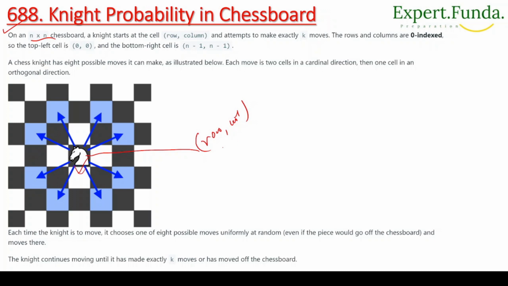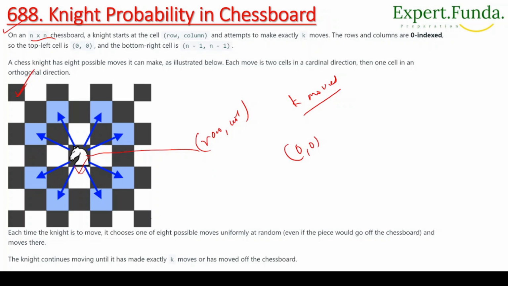And he attempts to make exactly k moves, right? He tries to make k moves. So the row and columns are given in zero index, a zero-indexed array, you can say. And so the top cell is at 0 0, so 0 0 is here.